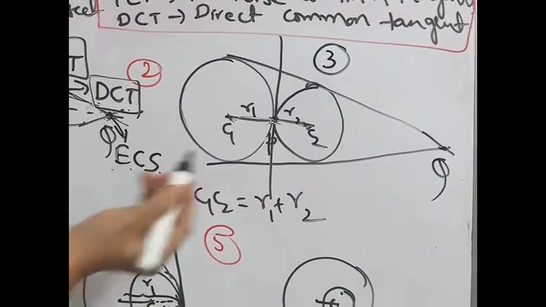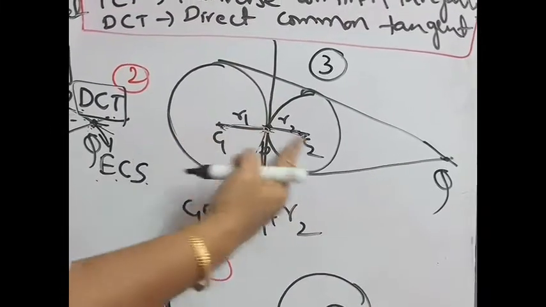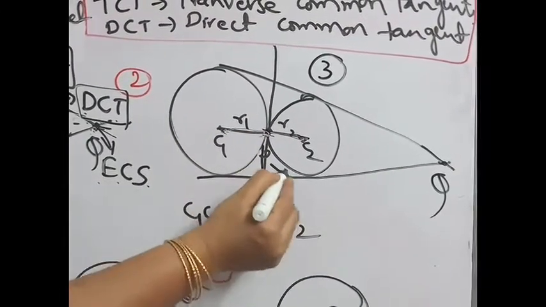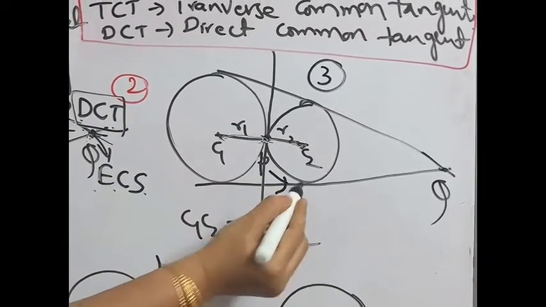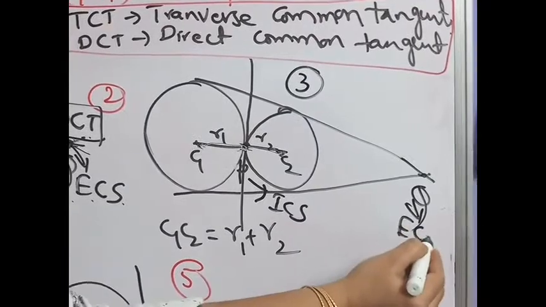In this, what is the internal center of similitude? This one, because this point of intersection lies on the line segment C1, C2. This is the internal center of similitude. This is the external center of similitude.